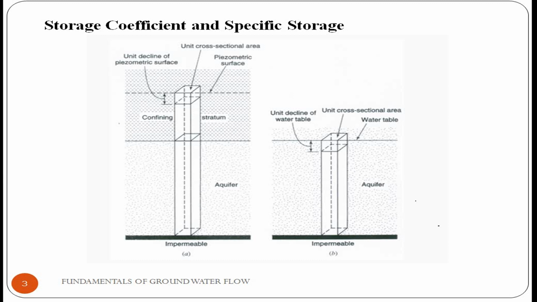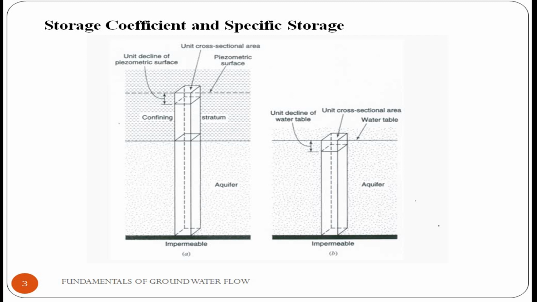So a storage coefficient or storativity is defined as the volume of water that an aquifer releases from or takes into storage per unit surface area of aquifer per unit change in the component of head normal to that surface. Here the storage coefficient for confined aquifers ranges from 0.0005 to 0.005, and for water table aquifers 0.05 to 0.30.